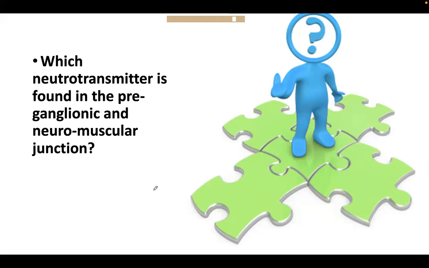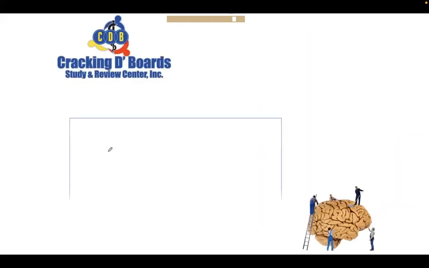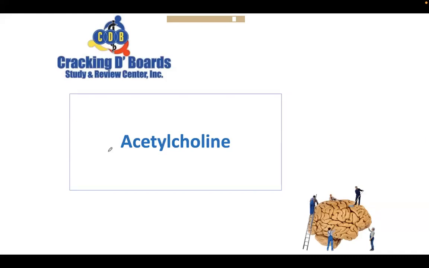Now, which neurotransmitter is found in the preganglionic area and the neuromuscular junction? Preganglionic, whether it's sympathetic preganglionic or parasympathetic preganglionic. Okay, it is acetylcholine. And always remember, acetylcholine is secreted in quanta at the neuromuscular junction.